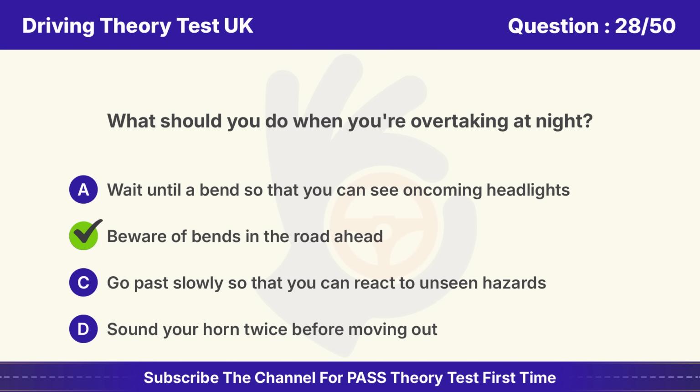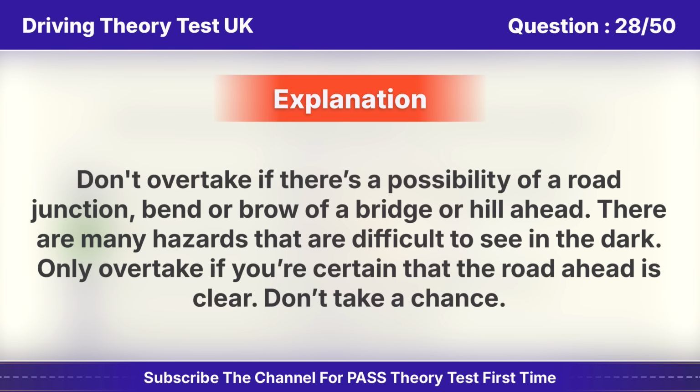Answer is B. Beware of bends in the road ahead. Don't overtake if there's a possibility of a road junction, bend, or brow of a bridge or hill ahead. There are many hazards that are difficult to see in the dark. Only overtake if you're certain that the road ahead is clear. Don't take a chance.